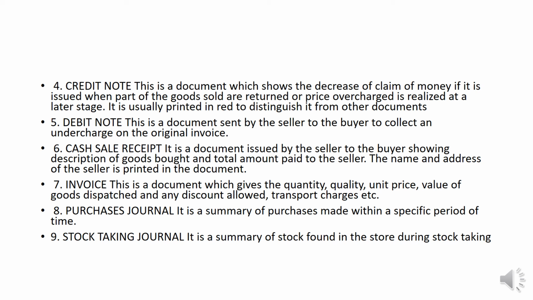So we go to the ninth point, that is stock taking journal. It is a summary of stock found in the store during stock taking, whereby during stock taking they will get those things that have been bought, those that the company has sold, and those that are still underway.